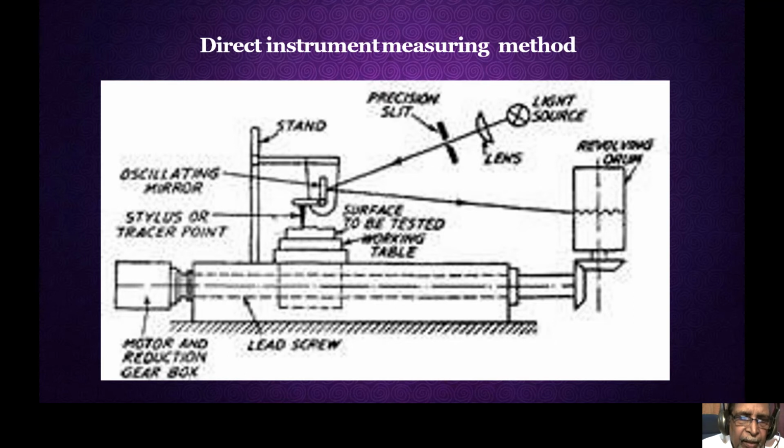Because of the rotation of the lead screw, the nut over this lead screw moves. When it moves, the job also moves. When the job moves, the stylus that is over this job, one pointer, will move, but because of the roughness, it will vibrate up and down.